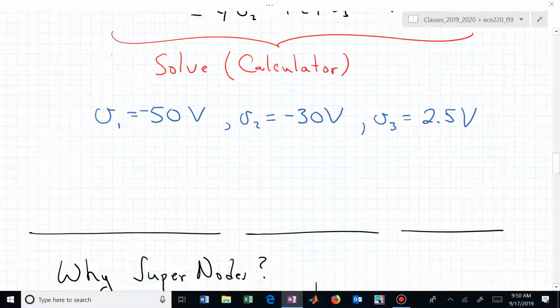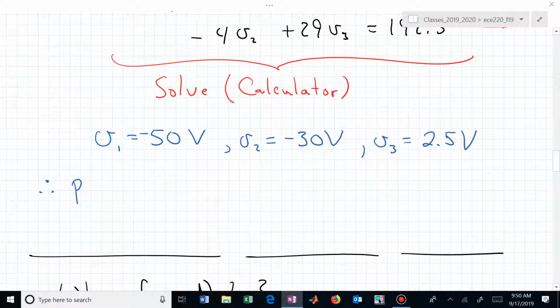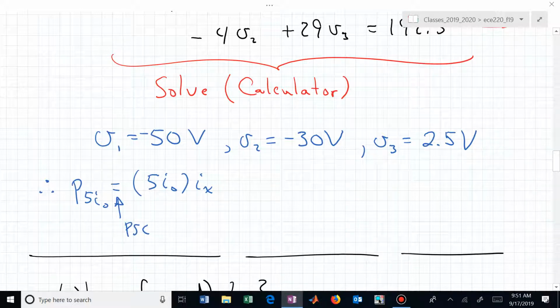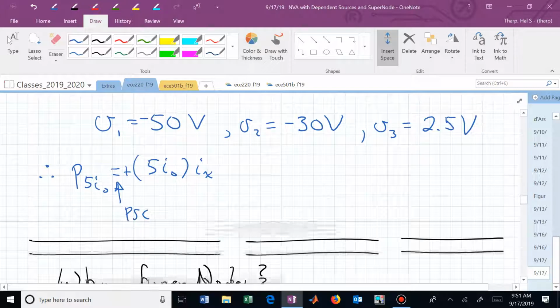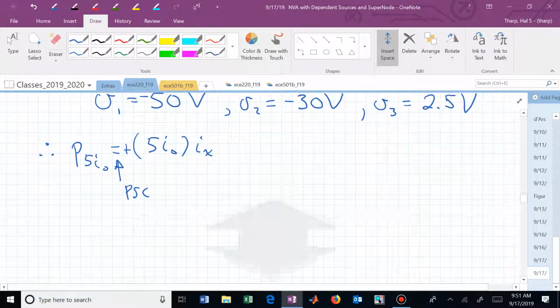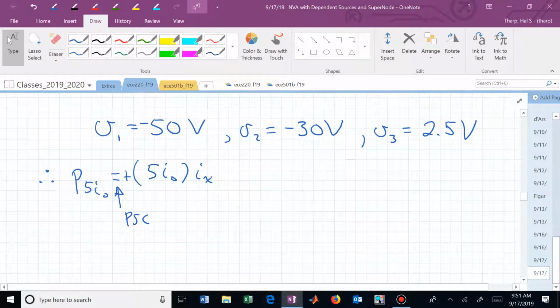What did we just say? We now have formulas to find this expression. P sub 5 I sub 0 is the voltage times the current, and with the passive sign convention, that's a positive. Questions on where that came from? Pardon? Yes, the voltage of that dependent source is specified as 5 I sub 0. It's a dependent source. That's our voltage. The current is I sub x.